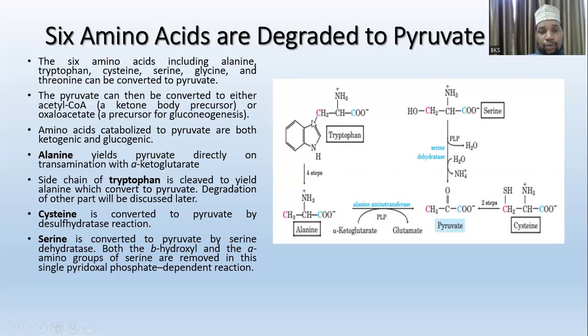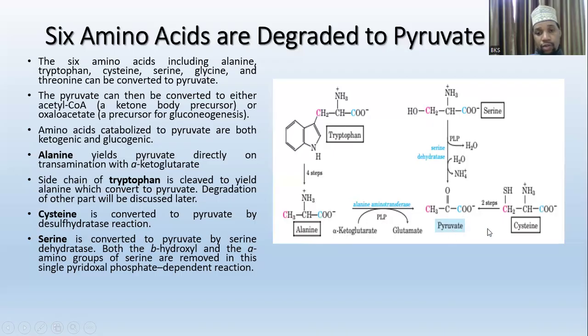Yes, of course, tryptophan can also be converted to acetoacetyl-CoA. Then we'll see how tryptophan is converted to acetoacetyl-CoA, which is finally converted to acetyl-CoA. So among the amino acids that will be converted to acetyl-CoA, tryptophan will definitely be part of them. Now we've seen a part of tryptophan converted to pyruvate, since alanine is formed from tryptophan, and then alanine is converted to pyruvate.